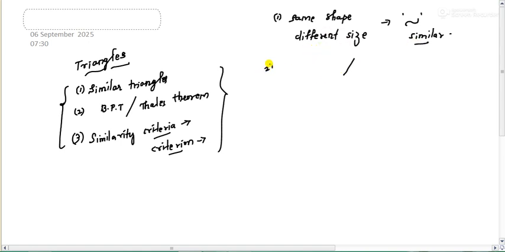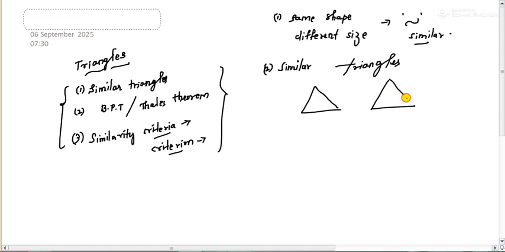Now what are similar triangles? When can you say two triangles are similar? Can anyone tell me? This has already been discussed in the last class. See, two triangles are similar when? If I write ABC and PQR, when are they similar? Can anyone tell me? I hope the screen is visible.